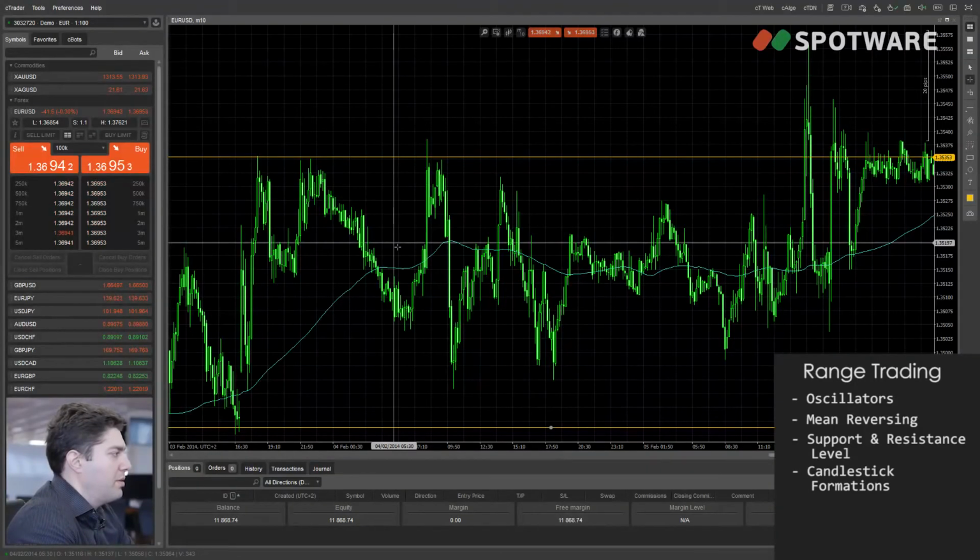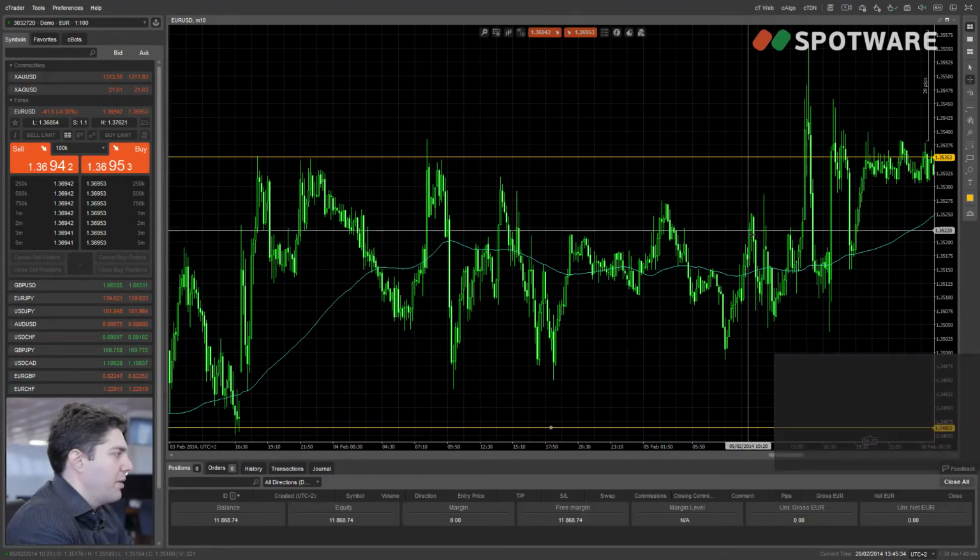During range trading, as I said, usually there are no major news. And actually, that's it about ranges. I'm sure after that you understand what a range is.